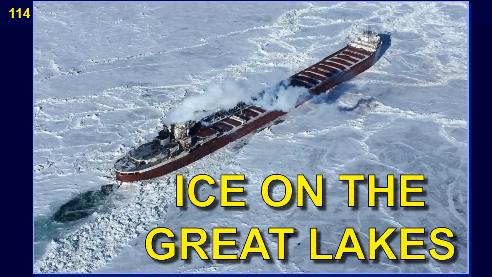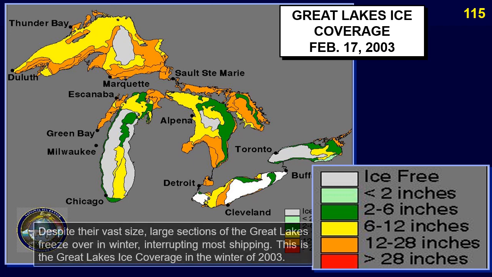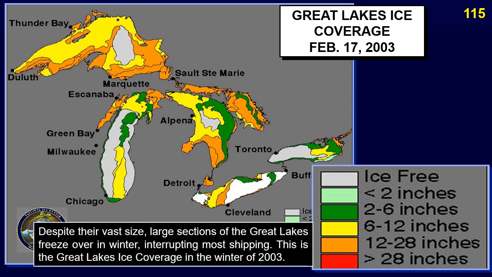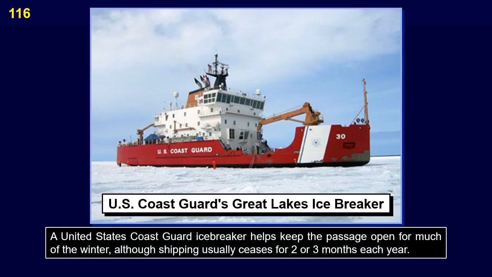Ice on the Great Lakes. Despite their vast size, large sections of the Great Lakes freeze over in winter, interrupting most shipping. This is the Great Lakes ice coverage in the winter of 2003. A United States Coast Guard icebreaker helps keep the passage open for much of the winter, although shipping usually ceases for 2 or 3 months each year.